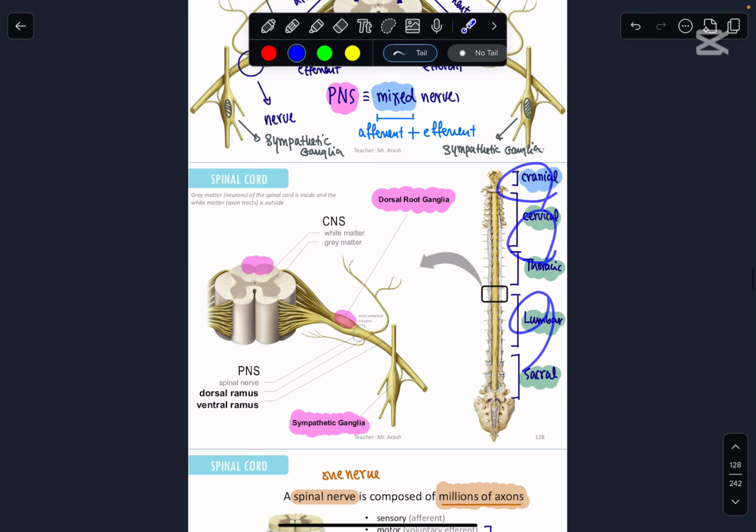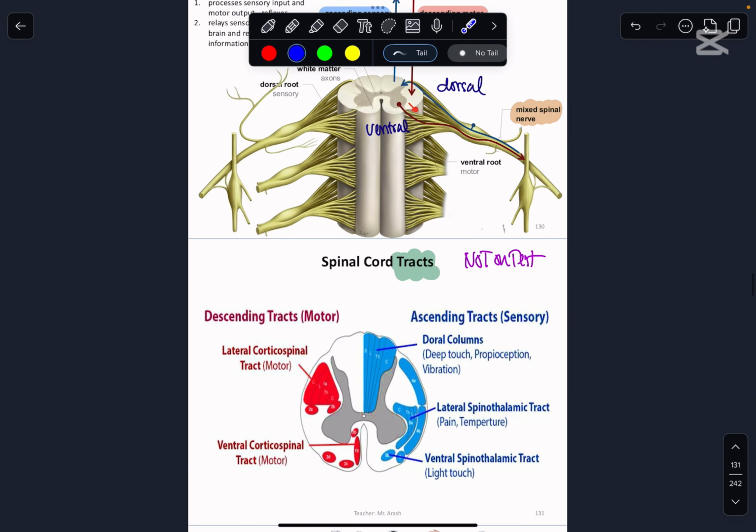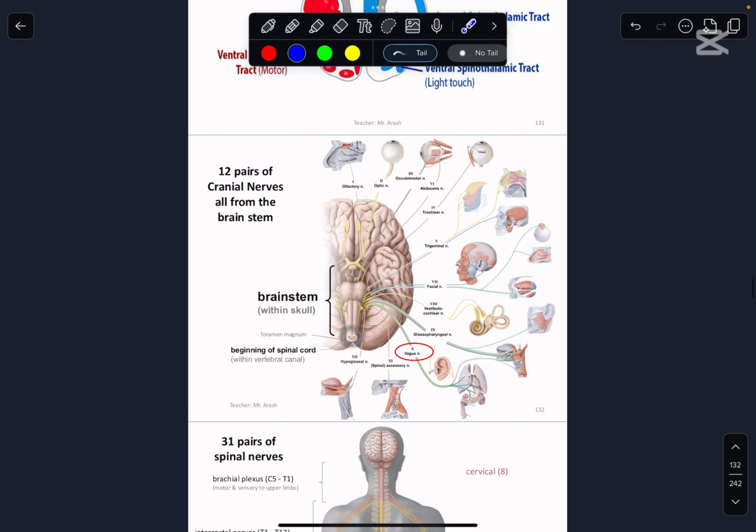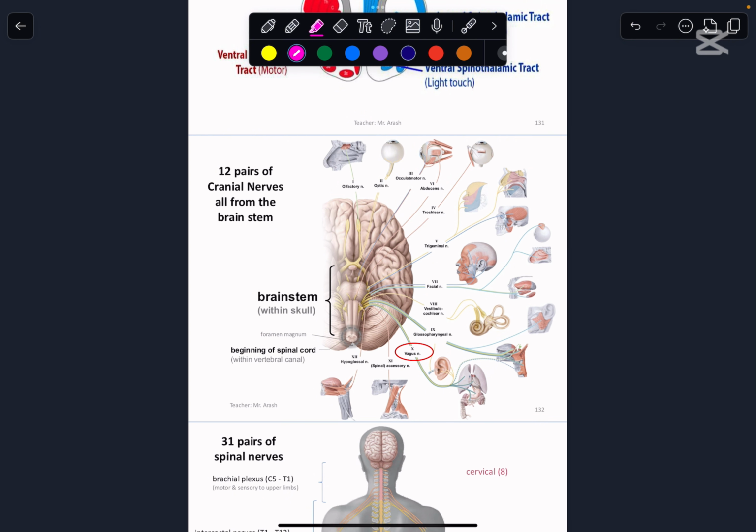What I'm going to do is talk to you guys about the nerves of the cranium, the nerves that come out of the cranial area. So let's do that. In your cranial section, this whole slide has to do with the cranial nerves, right? This whole slide shows you all the cranial nerves.